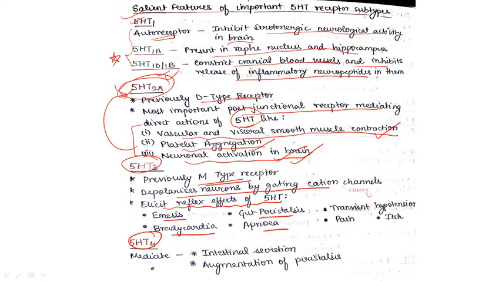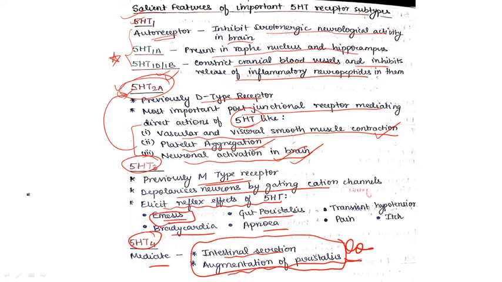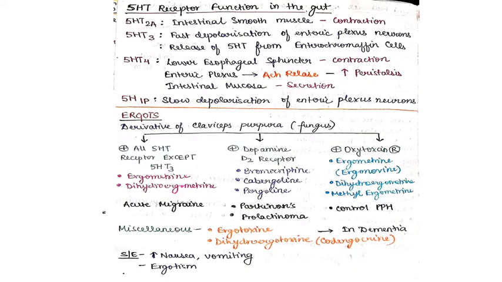Then 5-HT4 mediates two things: intestinal secretions and augmentation of peristalsis. These two points are very important. Agonists of 5-HT4 receptors basically mediate intestinal secretions, and they also mediate augmentation of peristalsis. And for 5-HT3, the important thing is emesis, because as an antiemetic drug we give a 5-HT3 antagonist. Clear? Okay, move to the next part.